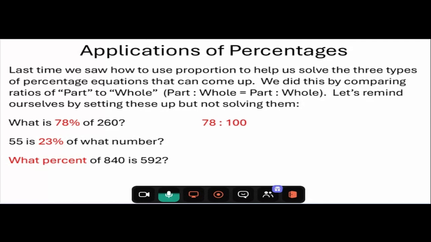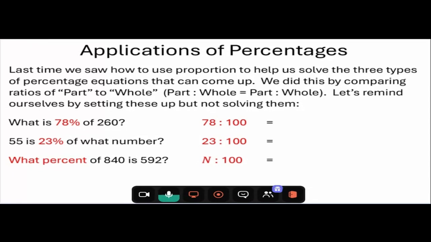So the left side of the first equation is 78 to 100. There's your part to whole for your percent. The second one, 23 to 100, 23%. And the third one, unknown, so we're going to give that a letter. I'm just using n this time, n to 100. So you can see in all cases with percent equations, when you're setting up your ratios, the left side is your percentage to 100. Always. You can get that in there right away, real easy.